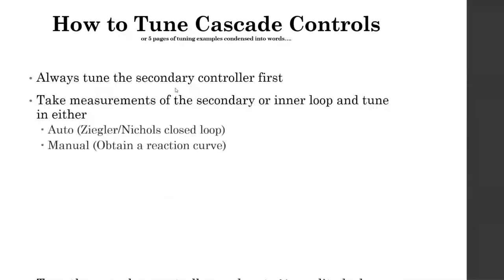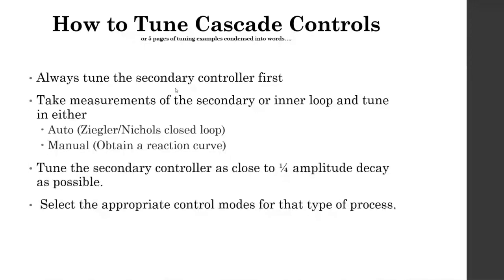But the next 5 or 6 or 7 pages walk you through the tuning process and what it looks like. So long story short, let's just get it out of the way here, what they say here. Always tune the secondary controller first. Take measurements of the secondary or inner loop and then tune it in either automatic using a Ziegler-Nichols closed loop method or in manual using a reaction curve method. Tune the secondary controller as close to quarter amplitude decay as possible and make sure you select the appropriate control modes for that type of process. Normally it's going to be flow, and normally it's going to be a high gain P only type setting.